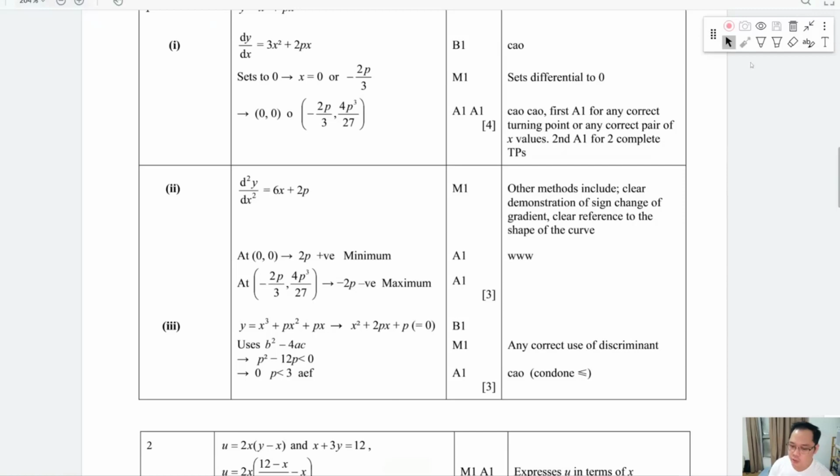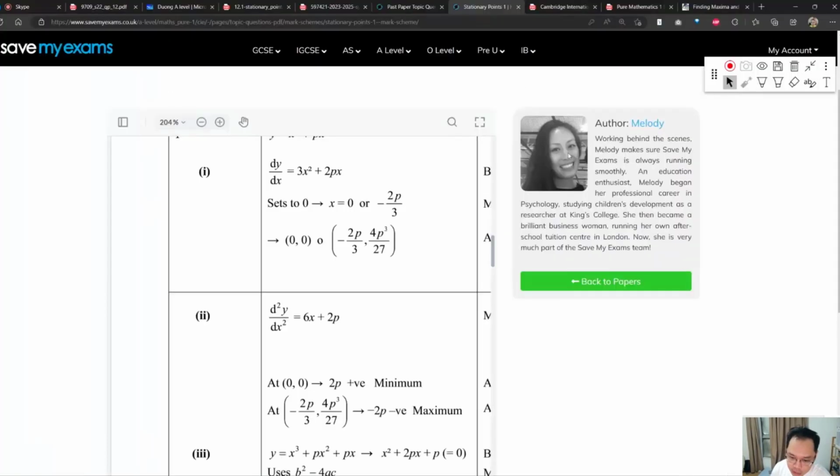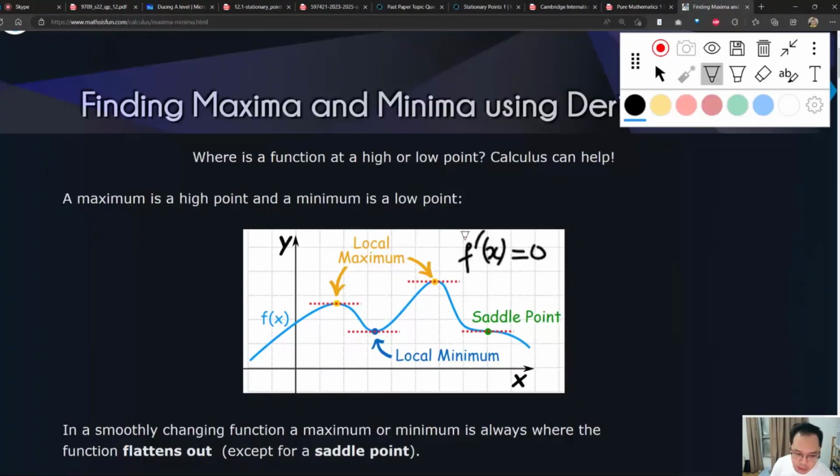But here, they allow us to use other methods, including a clear demonstration of the sign change of the gradient, or a clear reference to the shape of the curve. So saying something about the shape of the curve, which you already explained, is also acceptable. I was talking about the direction of the change of the first derivative. At the maximum, the gradient of the tangent is decreasing: on the left, for x lower than the maximum, the gradient decreases. So the change of the first derivative helps us determine the maximum or minimum. For the minimum, it decreases here and then increases.